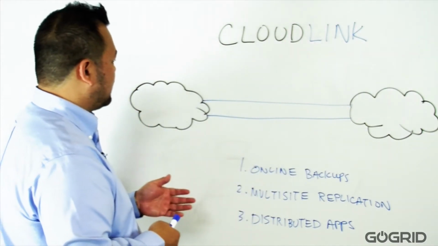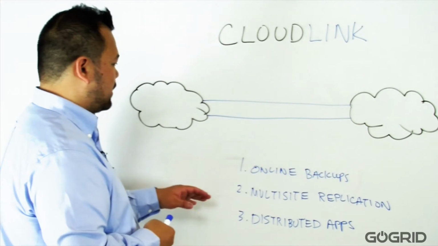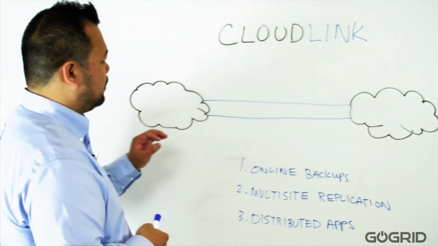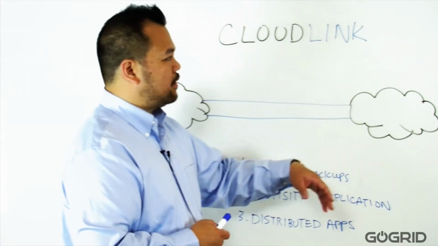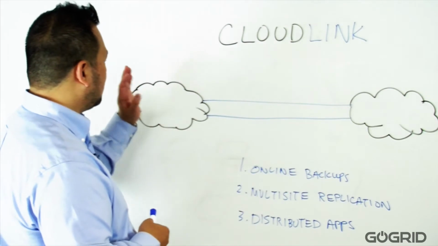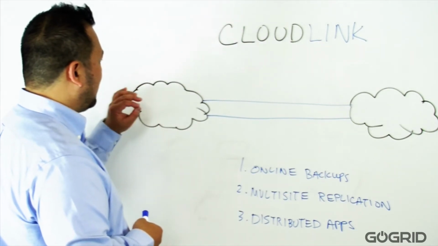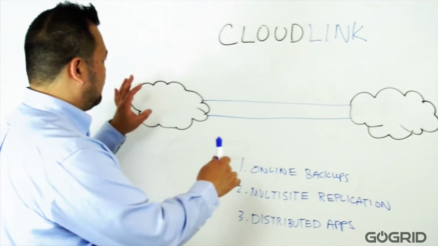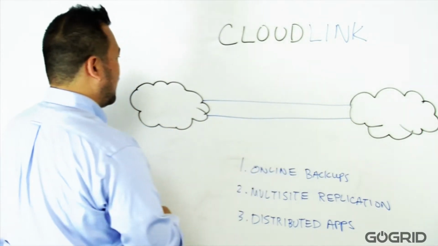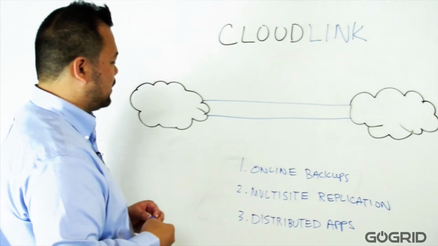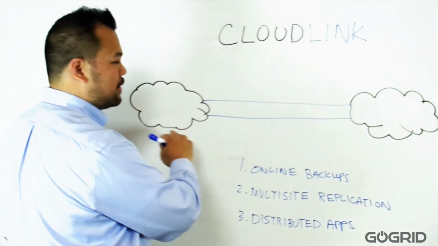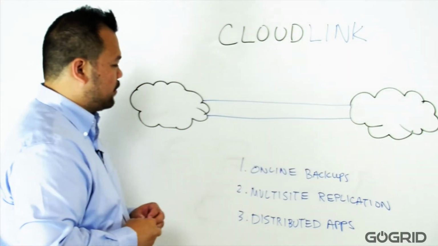A third one is similar to multi-site replication. It's a distributed app. These are customers who are trying to reduce latency to customers in one geographic region. So they're trying to reach customers in, let's say, the East Coast with this data center and customers in the West Coast with this one. The reason that they have 2 different data centers is because it'll be closer to those customers. However, they still want to make sure that the data is in sync. So they're using Cloud Link to make sure that their databases and their app servers all contain the same data, regardless of where they are.